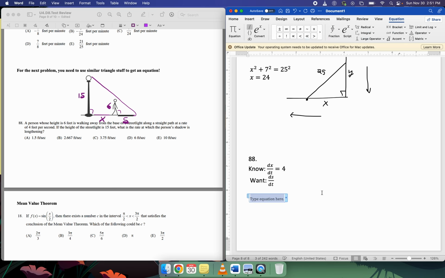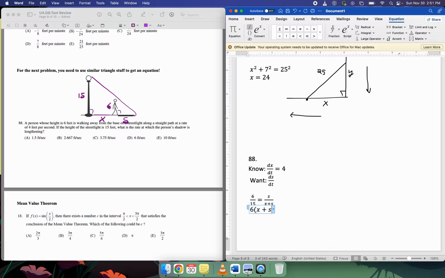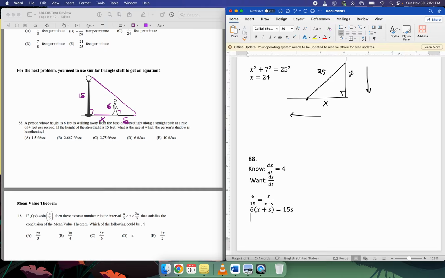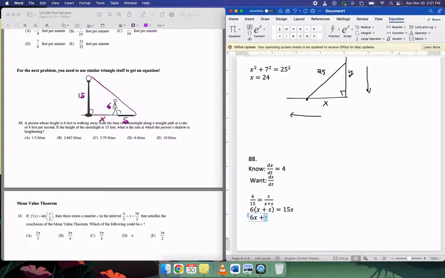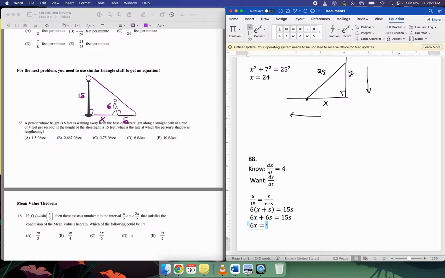Let's do that. So 6 compared with 15 should be the same as this little piece right here, which is s, compared with this whole piece here, which is x plus s. All right, and that's the equation. I would clear denominators, so 6 times (x plus s) is equal to 15s. That's cross multiplying. So 6x plus 6s is equal to 15s. And then if you subtract 6s from both sides, you get 6x is equal to 9s. And that's the equation that we want.